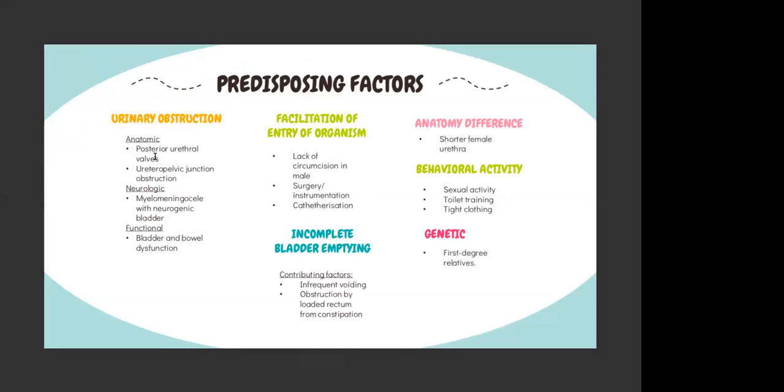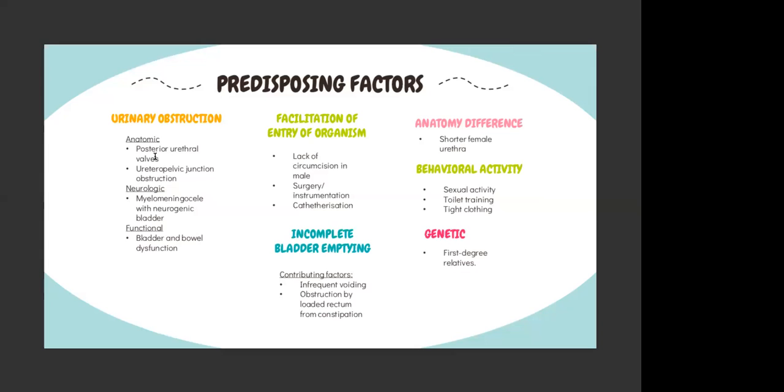Next are the predisposing factors of UTI. The first one is urinary obstruction. Children with obstructive urologic abnormalities are at increased risk of developing UTI. Why? It is because stagnant urine is an excellent culture medium for most uropathogens. The predisposing obstructive abnormalities include anatomic conditions such as posterior urethral valve or uretero-pelvic junction obstruction. Other than that, neurologic conditions such as myelomeningocele with neurogenic bladder can also increase risk of getting UTI. Next is functional condition such as bladder and bowel dysfunction.